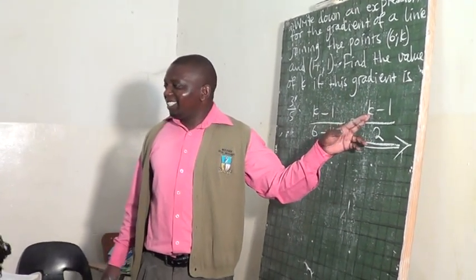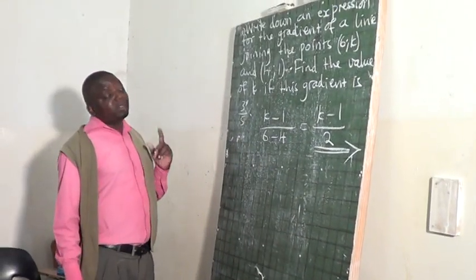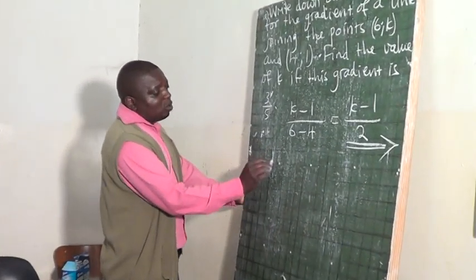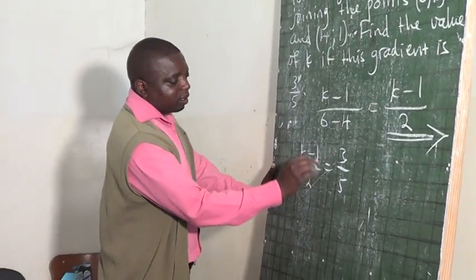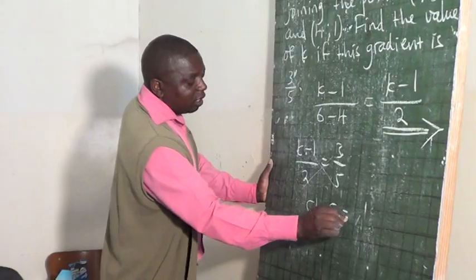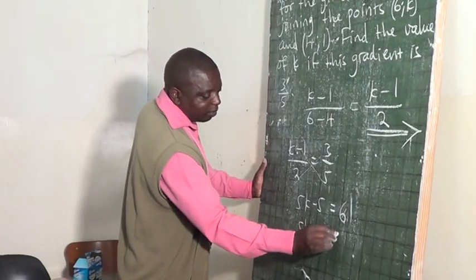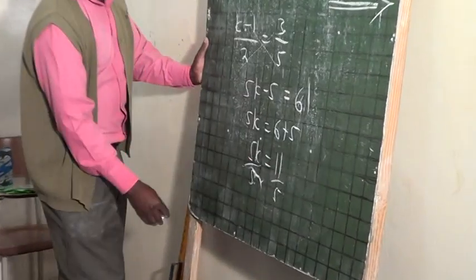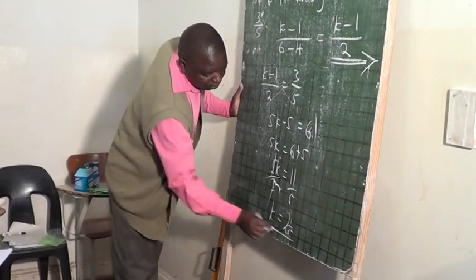So, to find the value of k: (k minus 1) over 2 is equal to the gradient, which is 3/5. Cross multiplying, 5(k minus 1) equals 6, so 5k minus 5 equals 6. Then 5k is equal to 6 plus 5, which is 11. Dividing both sides by 5, k is equal to 2 and 1/5.